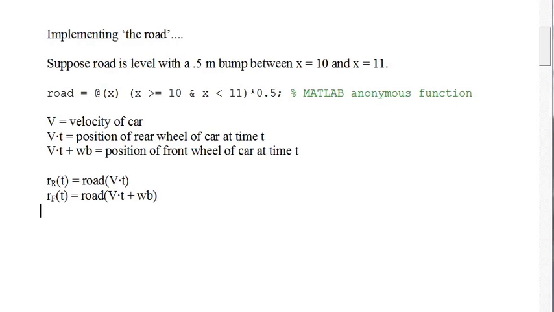As the car travels along the x-axis, the road can have bumps which cause it to bounce up and down. How do we implement the road? We will define a function road of x, which gives the height of the road for a given x coordinate.